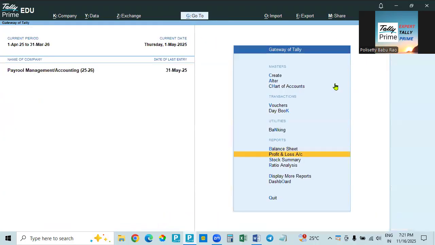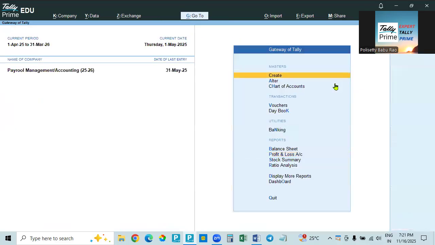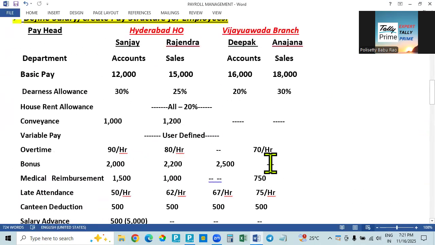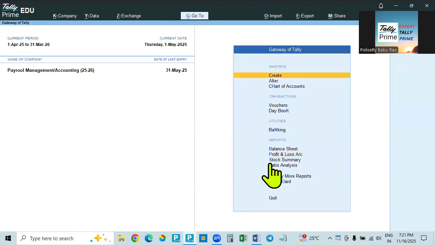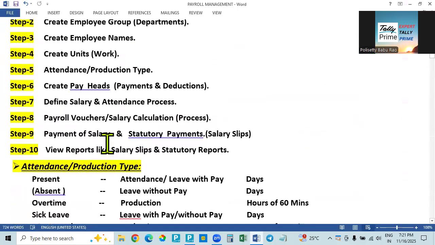In this case, come to profit and loss account; nothing is there. No expenses are entered now. When the salary is paid, it will be shown as indirect expenses. So like this we made it. We have completed defining salary and attendance. After defining the salary and attendance, the salary will be calculated through payroll vouchers.